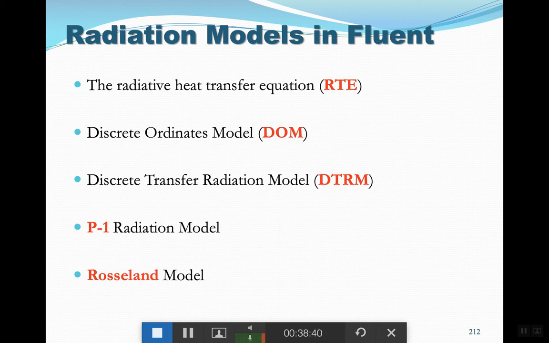So regardless of the model you use, the amount of calculation that you need for such problems is really enormous. That's why we say wherever you can neglect it, you should, because calculating radiation would change everything in your simulation.